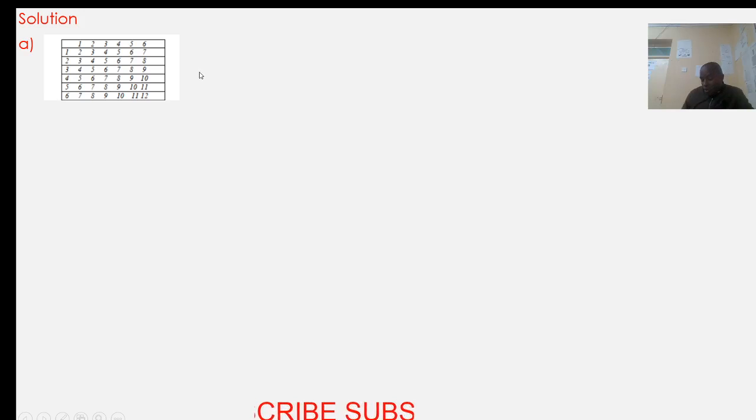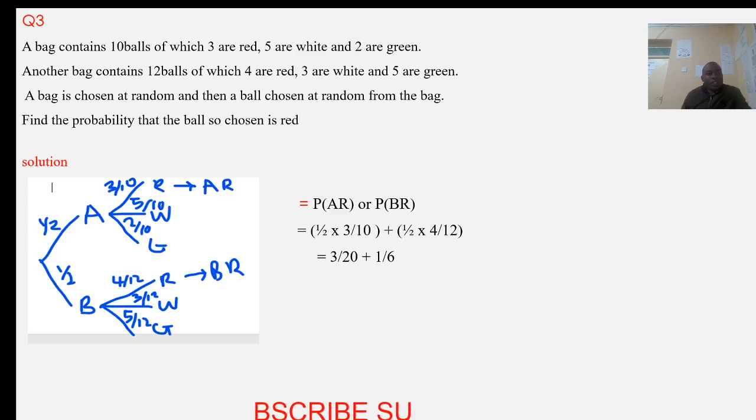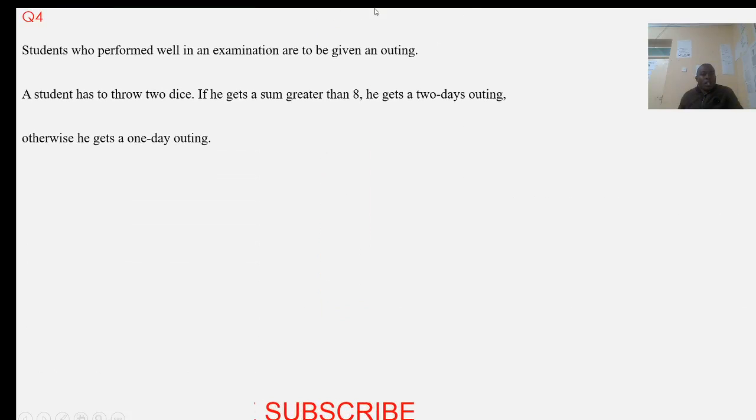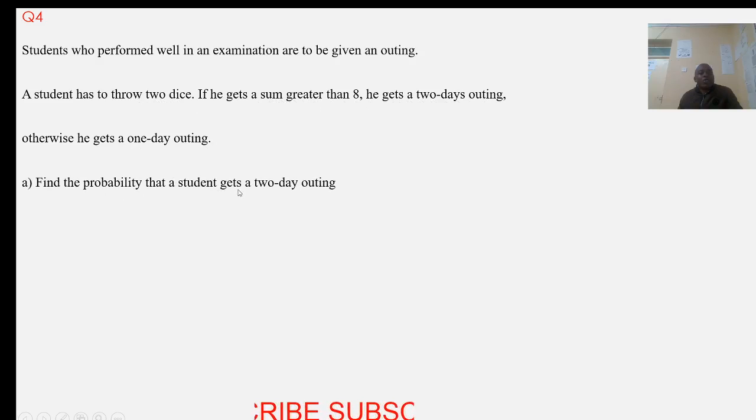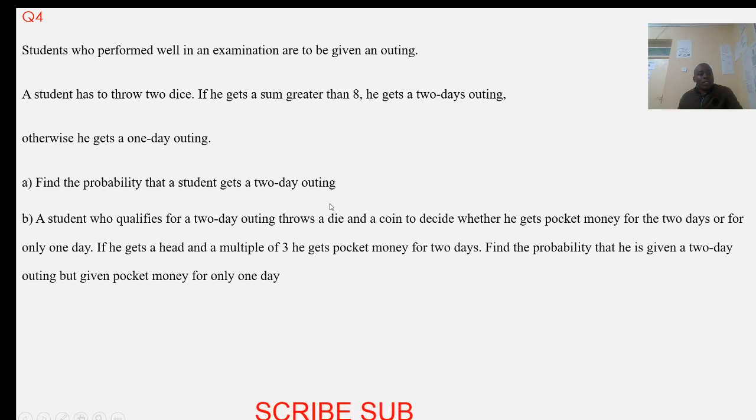But the question was that a student has to throw two dice. If he gets a sum greater than 8, he gets a 2-day outing. Otherwise, he gets a 1-day outing. Find the probability that a student gets a 2-day outing.